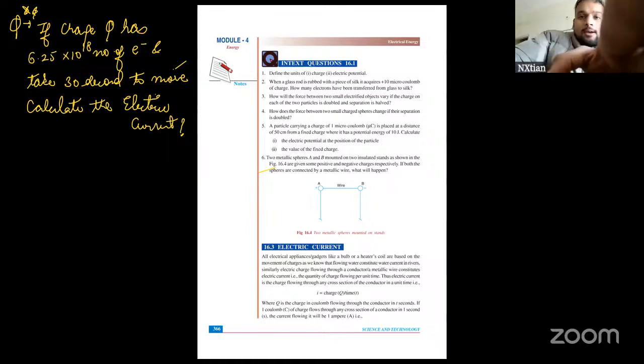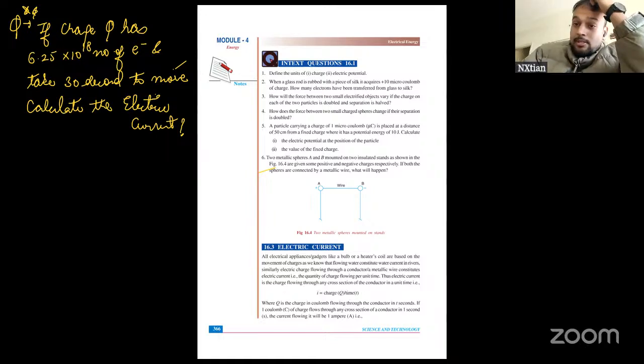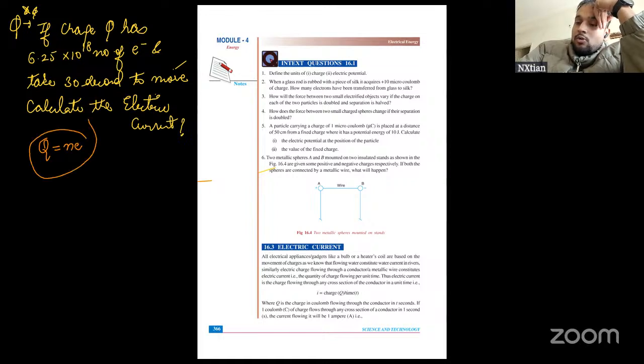I will do it, but don't write anything, because it's an important question. We learned that Q is equal to N E, because we don't know the charge. We just know the number of electrons and the time. We don't know how much charge is there, so first we have to calculate the charge. As I told you, charge Q is equal to N times E.